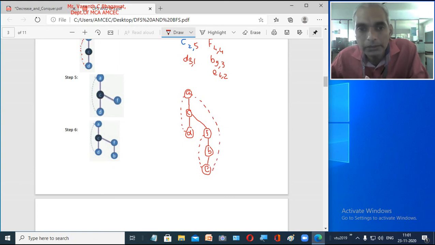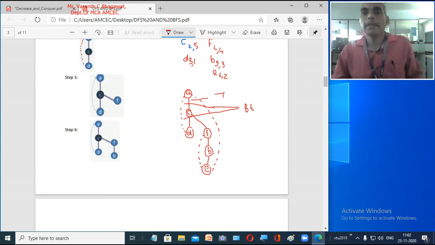Right? Now you count edges: 1, 2, 3, 4, 5, 6, 7, 8. Now all edges are completed. So this dotted line, you can mark it and write it as back edges. It is very difficult for me to write here, so I'm just telling you that the dotted lines are the back edges, whereas these solid lines are called the tree edges. Right?